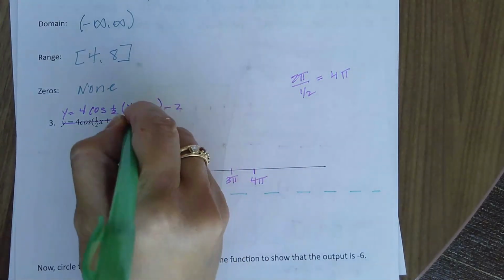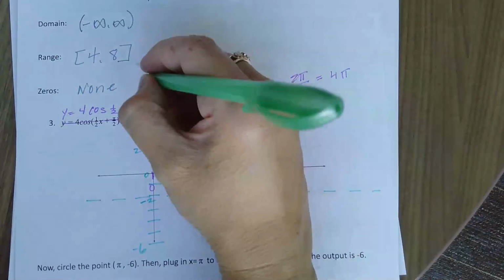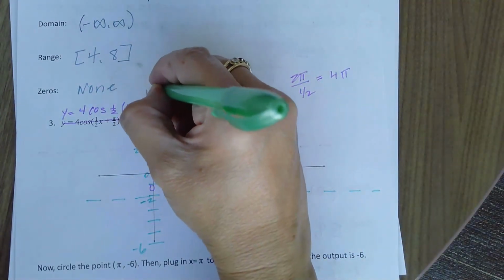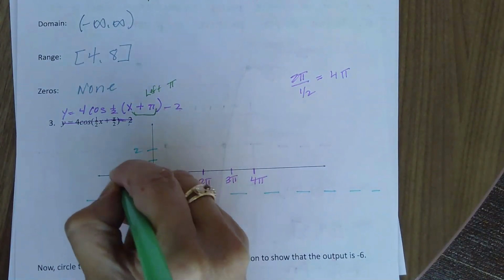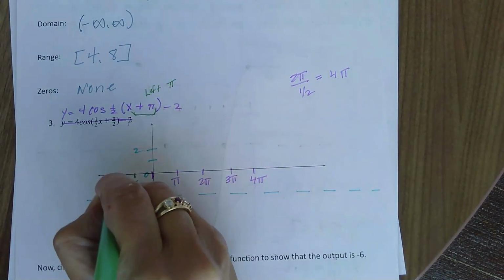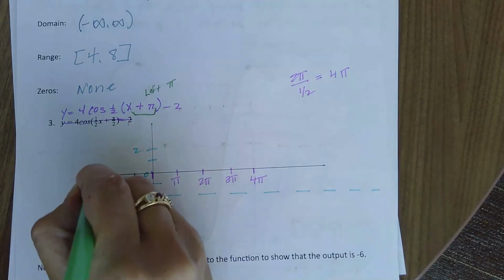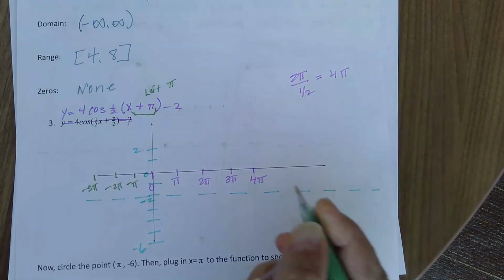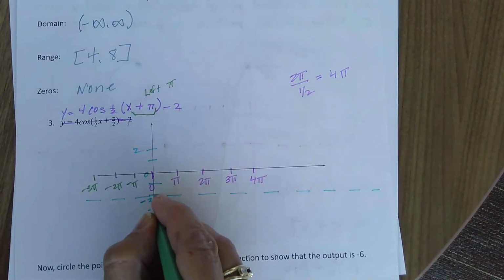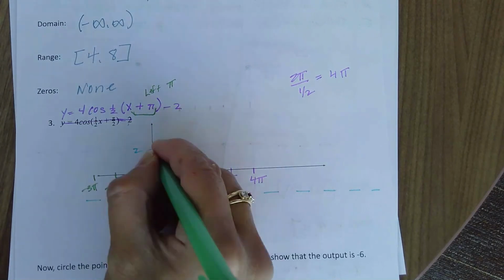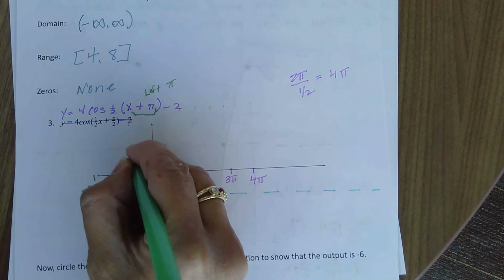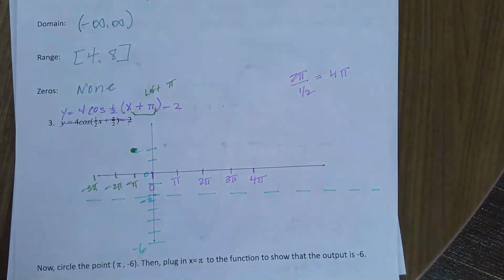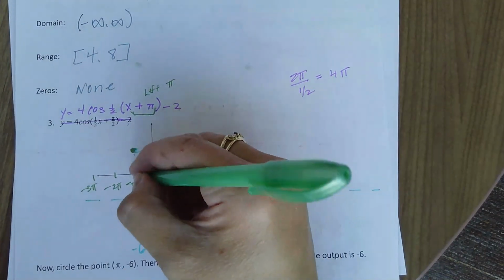All right, we are going to shift this function. The plus pi means we're moving left pi, so we're going to start to the left. I need to add in some points here, so I'm just going to extend my pattern. It's cosine, so I'm going to start at a max, but I'm going to start left pi. So I'm going to start right here. That's my first point.